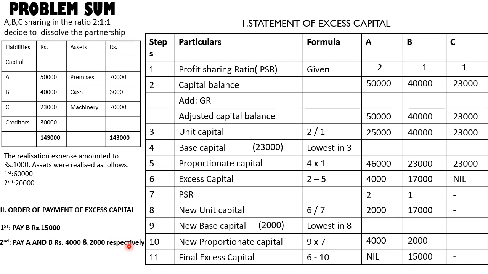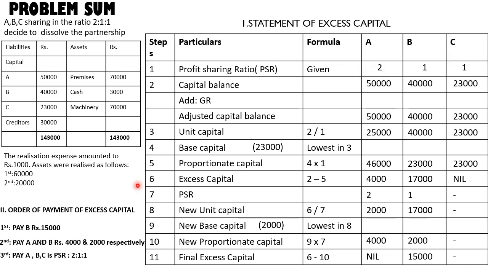And the third order of payment of excess capital is always fixed, that is to pay all the partners in the PSR. So for order of payment of excess capital, first pay step number 11, then pay step number 10, and lastly pay step number 1, that is as per the PSR.